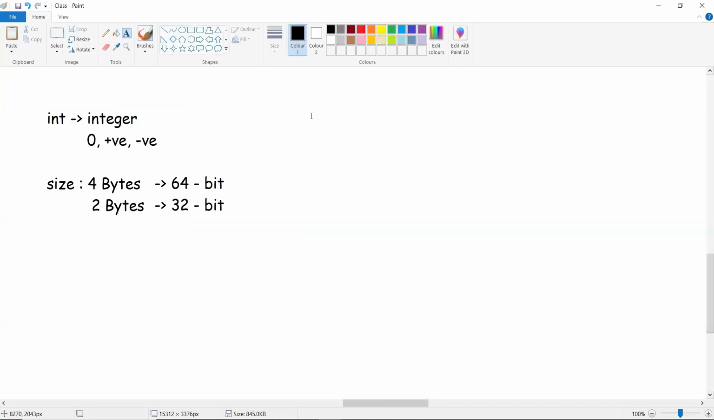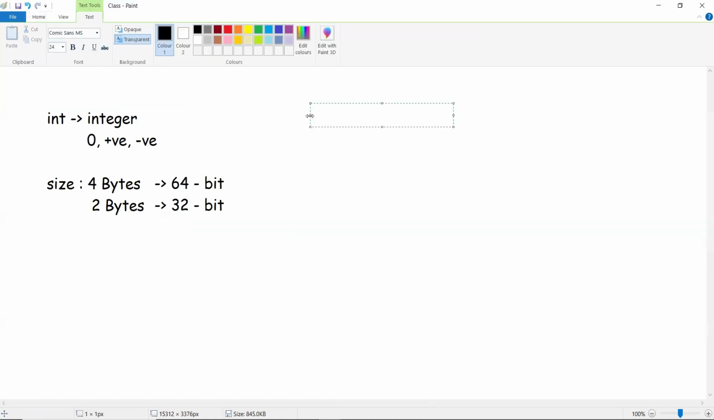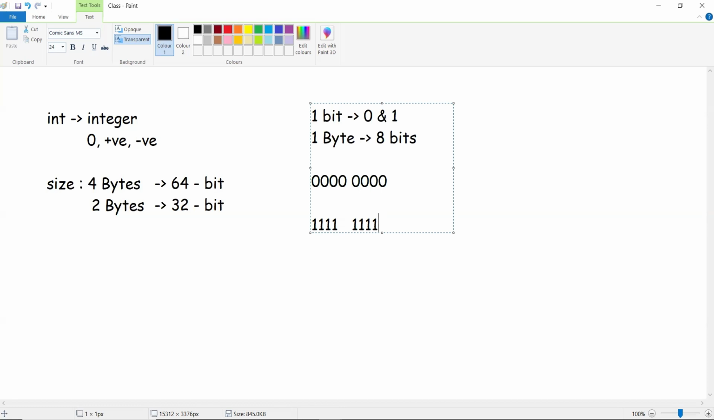Okay, but what is a byte and what is a bit? Let me add something more about byte and bit. A bit is nothing but 0 and 1. What does the machine know? Bits, zeros and ones. 1 byte is basically 8 bits. If you say 8 bits, the lowest value possible is 0000 0000, and the highest value possible is 1111 1111. So these are the ranges: it starts from all zeros to all ones.